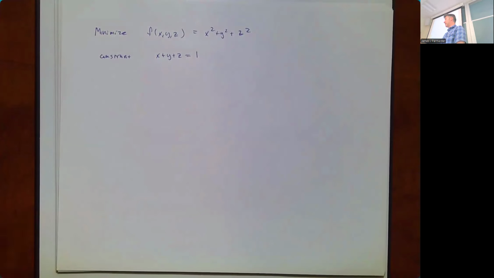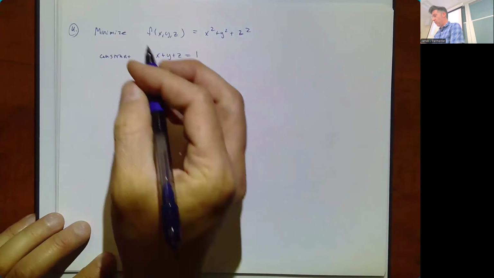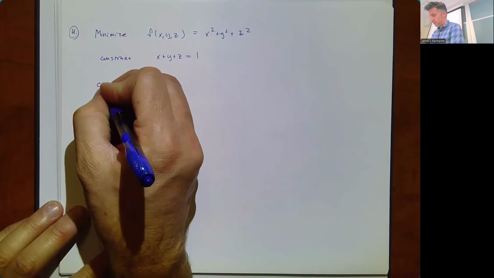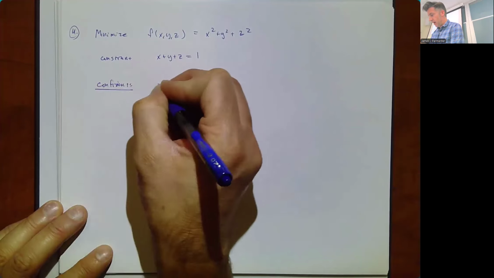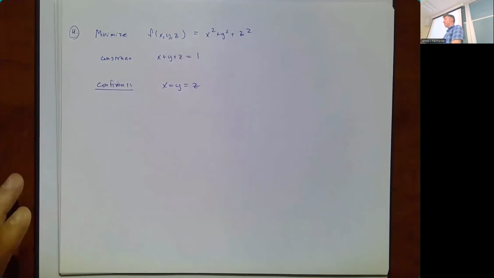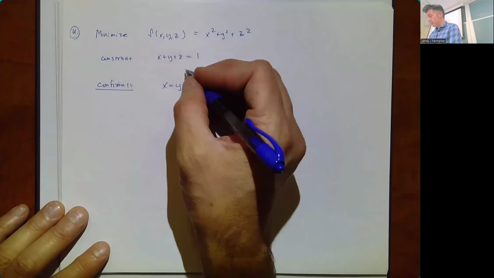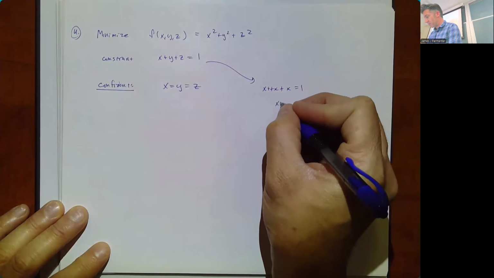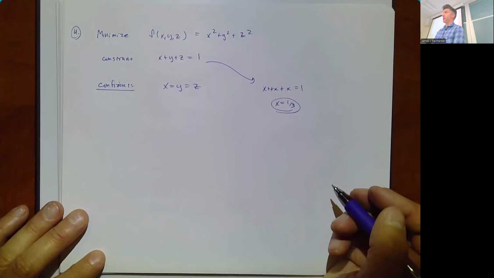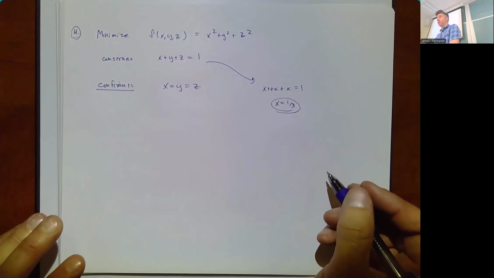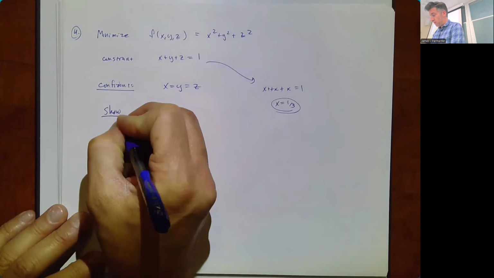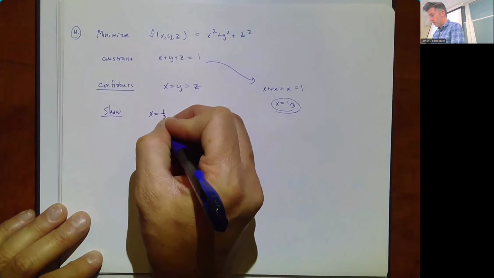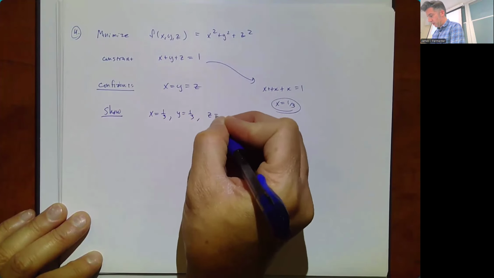So I see the same sort of feature as the previous one, that I could interchange any two variables and end up with the same equation. So I'm pretty confident that x equals y equals z. They all end up being the same, which means this constraint equation really just becomes x plus x plus x equals 1, which means x equals 1/3. Which means then y and z would also be 1/3. So I would encourage you all to do the work on your own and show that your solution is going to be x equals 1/3, y equals 1/3, z equals 1/3.